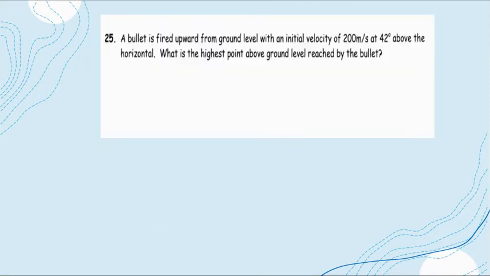Now, here's another question. A bullet is fired upward from ground level with an initial velocity of 200 meters per second at 42 degrees above the horizontal. What is the highest point above the ground level reached by the bullet? So you have your projectile at 200 meters per second, and it's 42 degrees above the horizontal. So you need to resolve your vectors. You have your v initial x, and you have your v initial y.